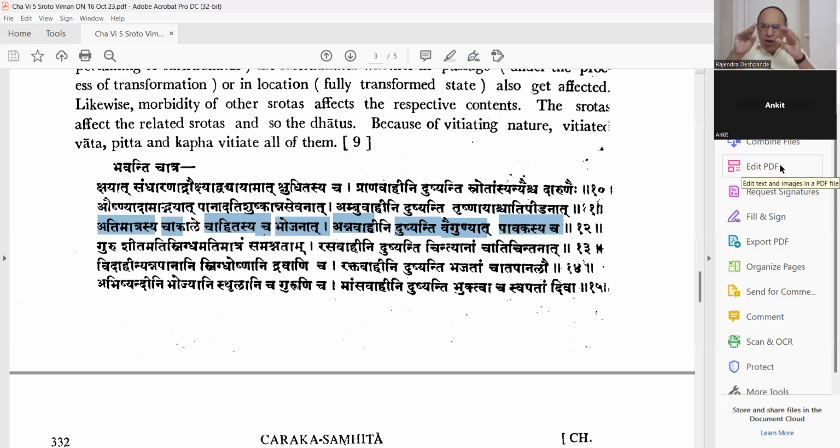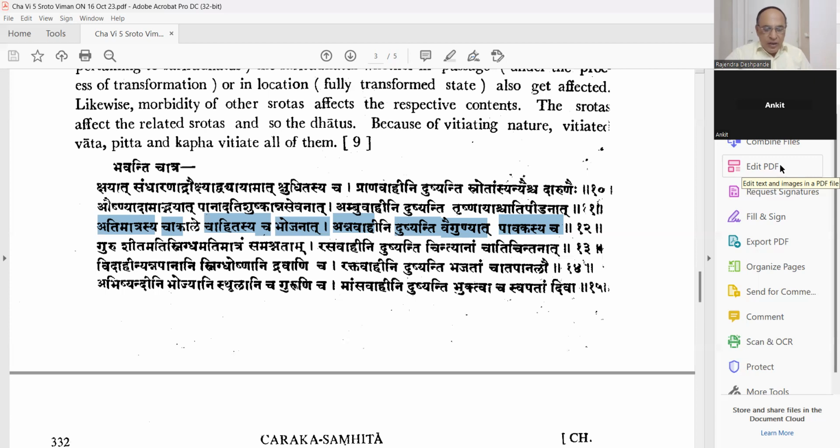Ajalpan: a lot of talking while eating, no. Hasan: laughing, not allowed. So you should be very calm and quiet, concentrating on the food. If you are not following these things, that is called ahitakara bhojana. I think I have explained a lot about ahitakara bhojana.